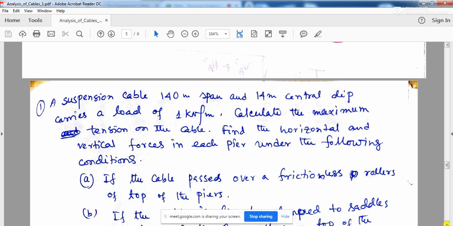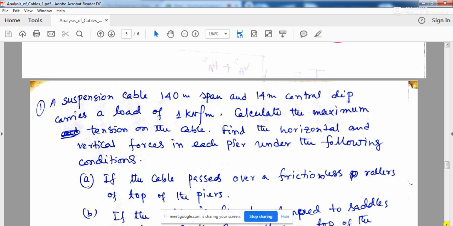That is the basic part of any cable analysis. In the case of a cable, as I have said earlier, and you must remember, there can be only one force, and that is only tension. There will not be any compression, any shear, or any bending moment. So if you can calculate the maximum tension on the cable, that means you are analyzing the cable perfectly.